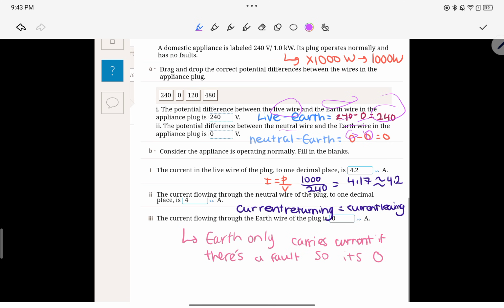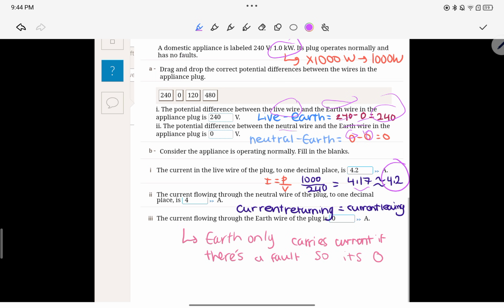They want the current, so I equals P over V. They're gonna do 1000 over 240. Why is it 1000? Even though they gave you kW, you have to multiply by 1000 to get it in W. 1000 over 240, you'll get 4.17. It's gonna be 4.2.